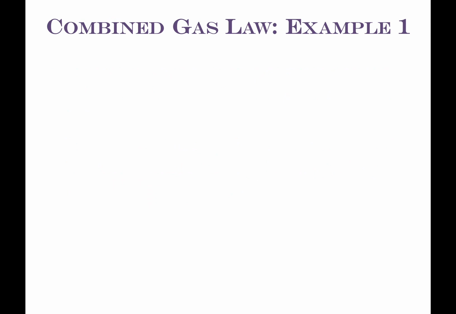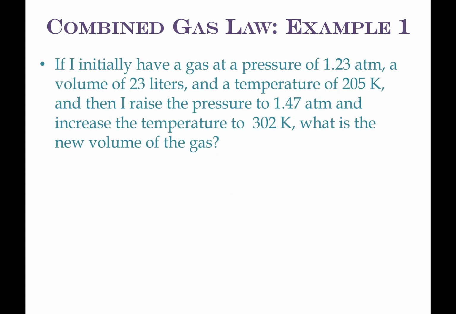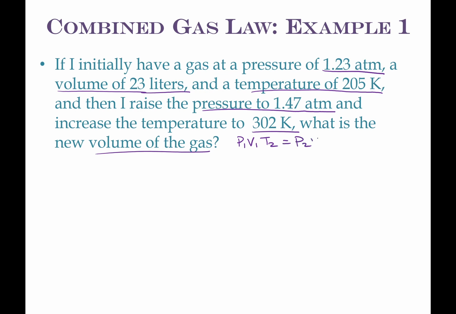So combined gas law number one, let's try it together. If I initially have a gas at a pressure of 1.23 atmospheres, a volume of 23 liters, and a temperature of 205 Kelvin, I raise the pressure to 1.47 atmospheres, increase the temperature to 302 Kelvin. What is the new volume of the gas? P1 V1 T2 is equal to P2 V2 T1. I'm making my list.